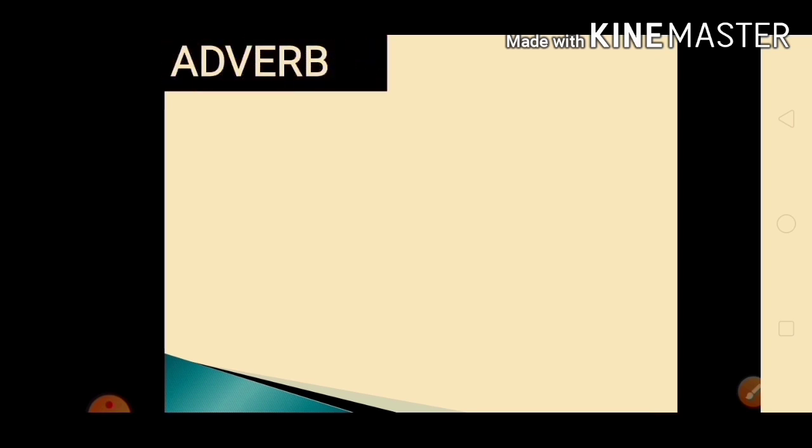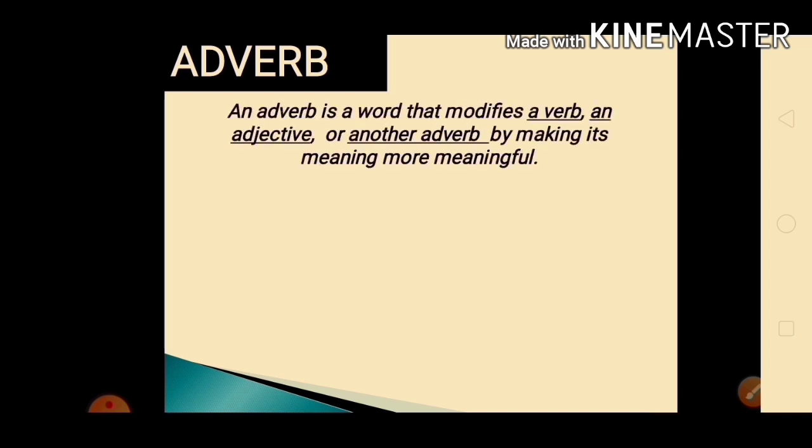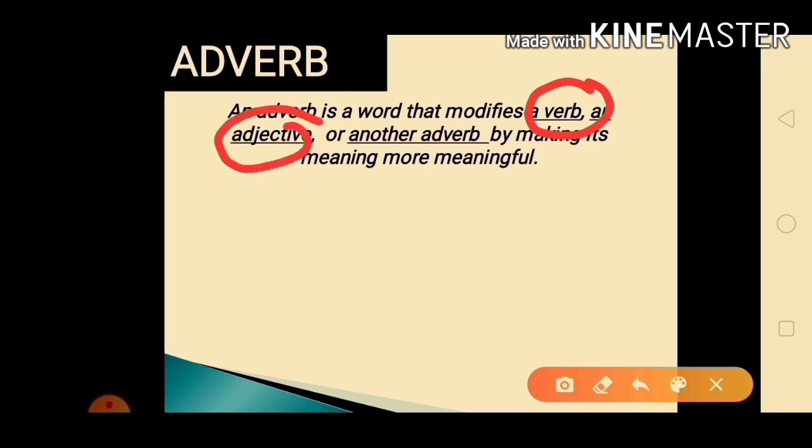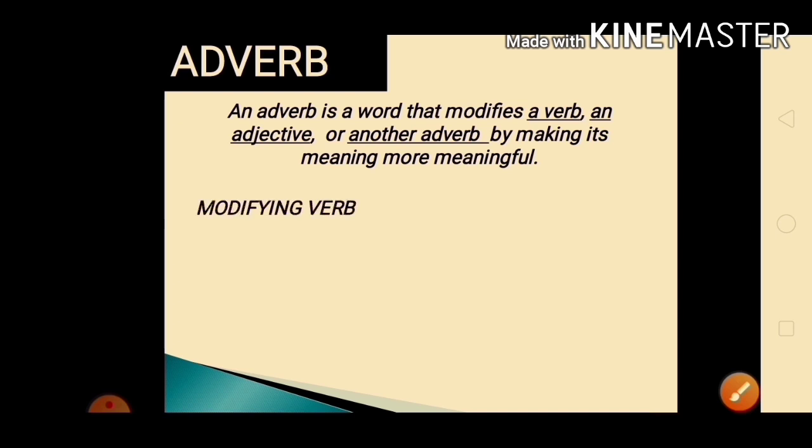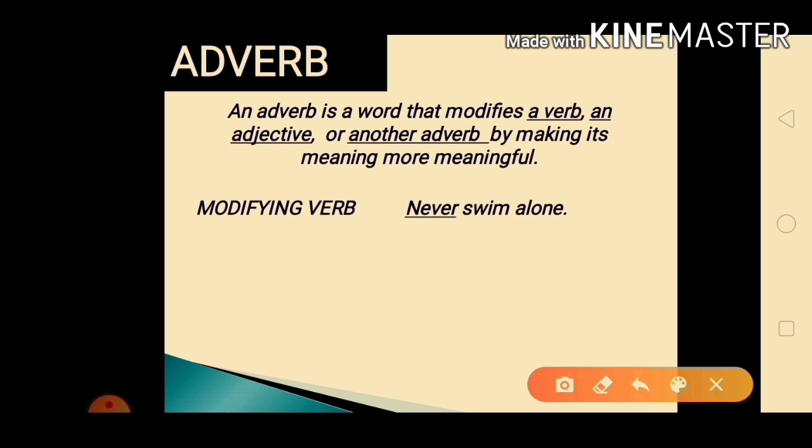Next is adverb. An adverb is a word that modifies a verb, an adjective, or another adverb. The reason is to make its meaning more meaningful. Now, modifying a verb: Never swim alone. Where is our verb? The word swim. And the word swim is being modified by the adverb never.